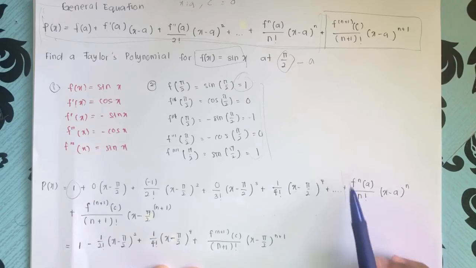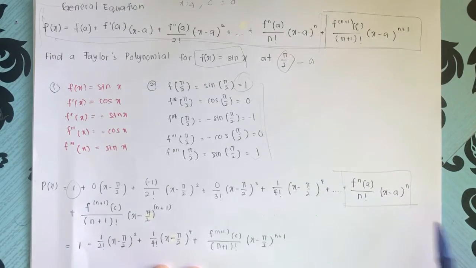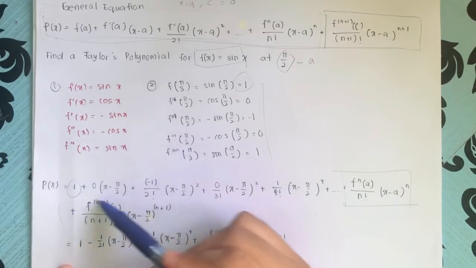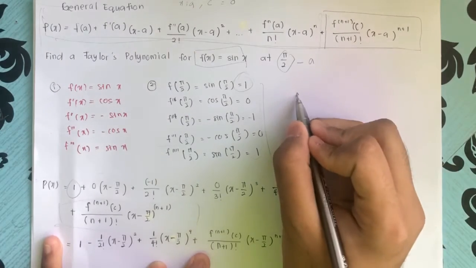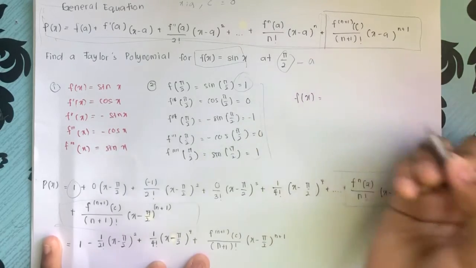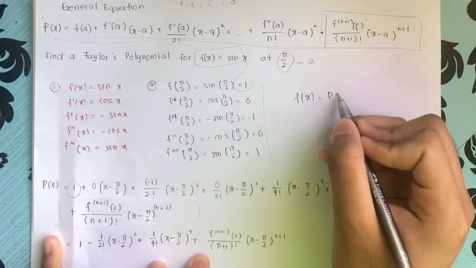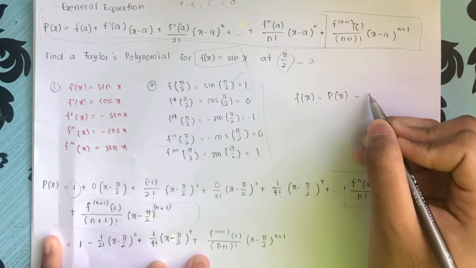And this one is the general equation for this expansion. And this one is the remainder, which we use to calculate the error of this expansion, because as we know, to get the error, f(x) is equal to p(x) minus r(x).